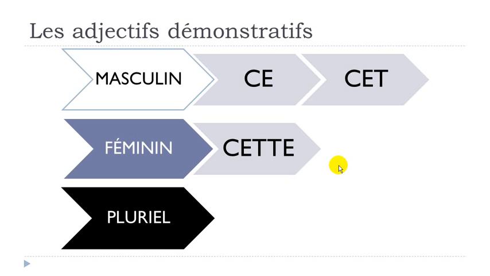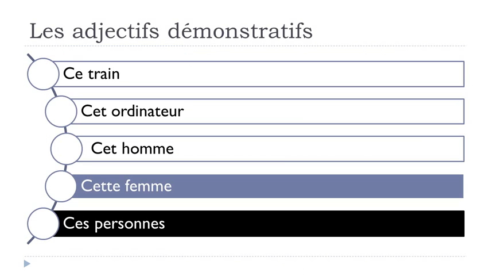And then for the plural form, it will be ces. Okay, so let's see that again. Ce, or then cet, féminin cette. You can notice that phonetically these two are pronounced the same way, cet here and then cette here. And for the plural, ces, ces. Really open this "ces". Okay, so let's see a few examples now.